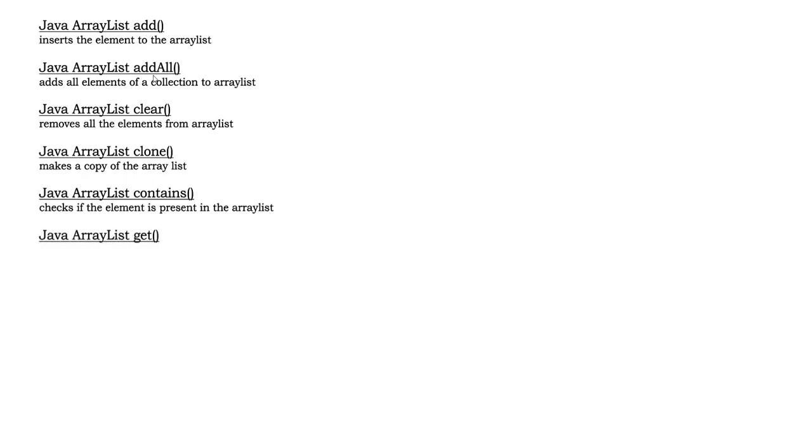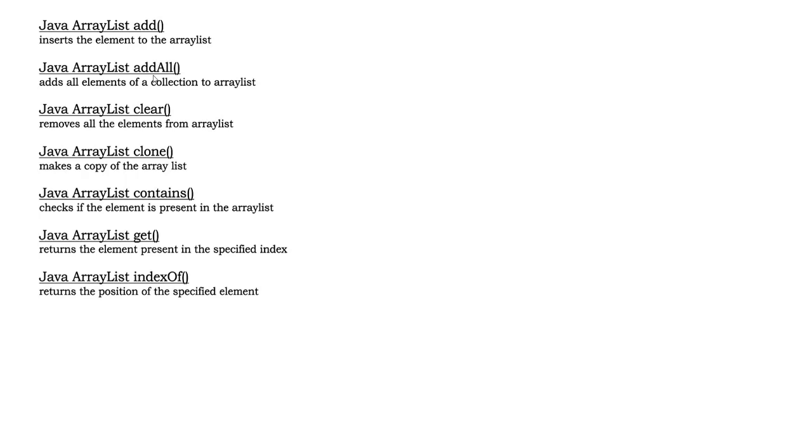Get method is also one of the important methods, where it returns the element present at the specified index. It will check which element is present at the index that we have specified. Then there is the indexOf method, where we want to check the index of a particular element. It returns the position of the specified element. If I specify, suppose, the value hello, it will return the position of that particular element.